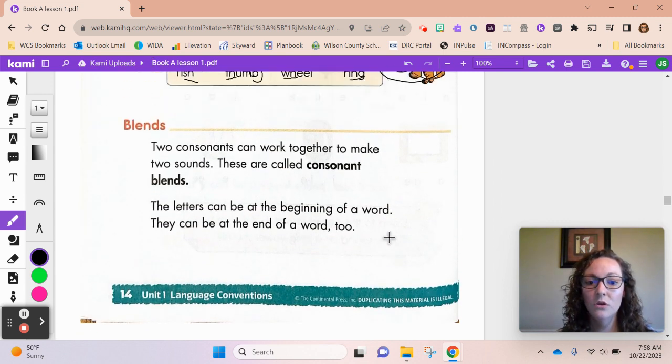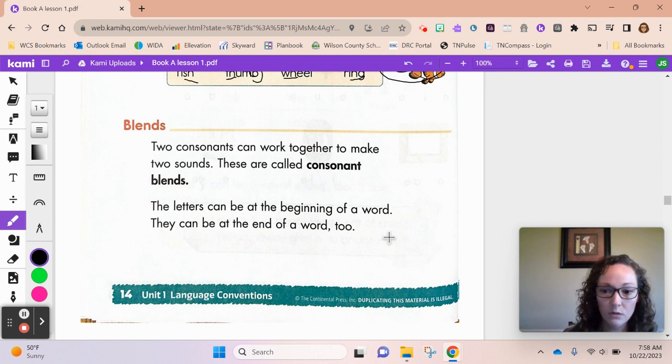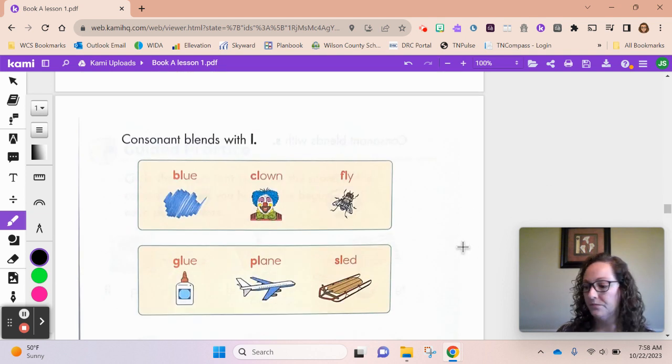Now we also have something called blends. Where two letters together for digraphs make a whole new sound, blends are when two consonants work together to make two sounds. These are called consonant blends. So once again, there will be no vowels in this. The letters can be at the beginning of the word. They can also be at the end of the word. Turn the page.